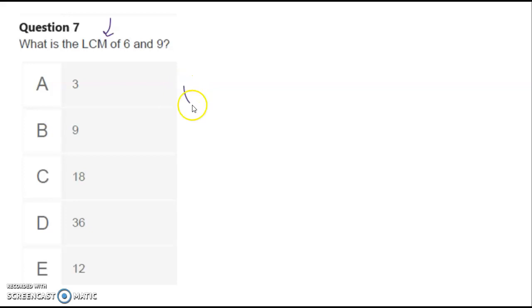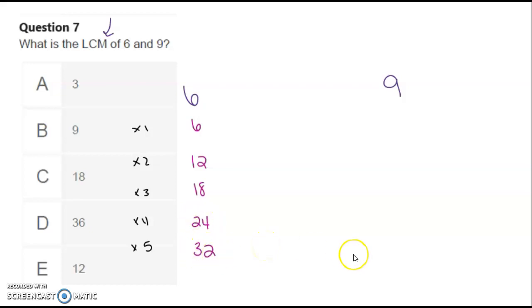I need numbers that are multiples of 6, and we're going to figure out which one of those goes with 9. So this is like times 1, times 2, times 3, times 4, times 5. This is where these numbers are coming from. So 6 times 1 is 6, 12, 18, 24, 30. Okay, so let's go ahead and do 9.